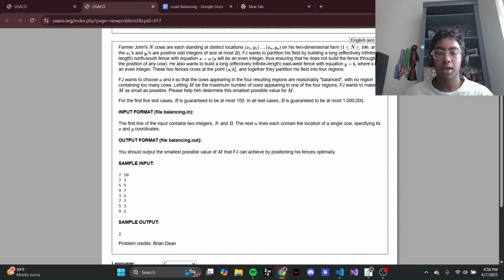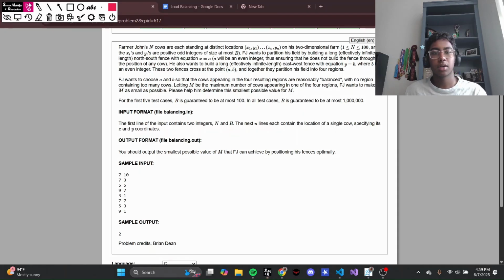One fence is north-south, one is east-west, and they're perpendicular, so they intersect at a point (a, b). They partition the field into four regions. FJ wants to choose a and b so that the cows in the four resulting regions are reasonably balanced, with no region containing too many cows. If M is the maximum number of cows appearing in one of the four regions, FJ wants to make M as small as possible. We have to help him determine the smallest possible value for M.